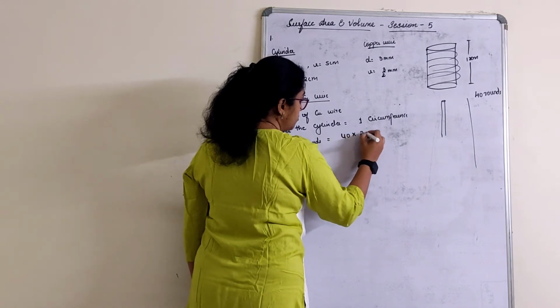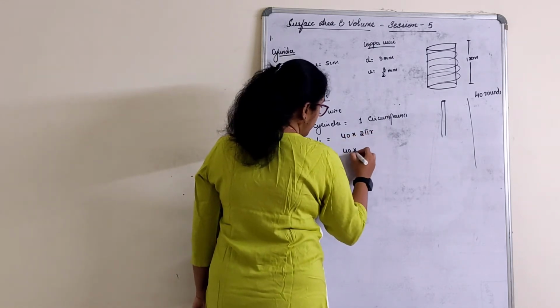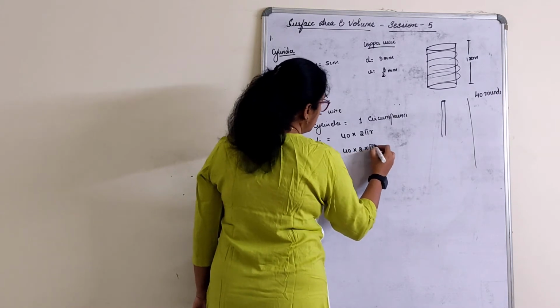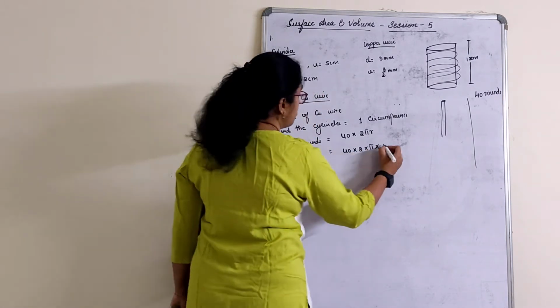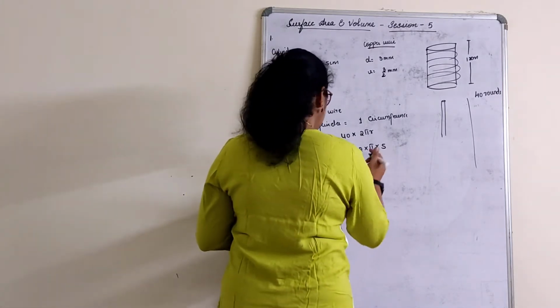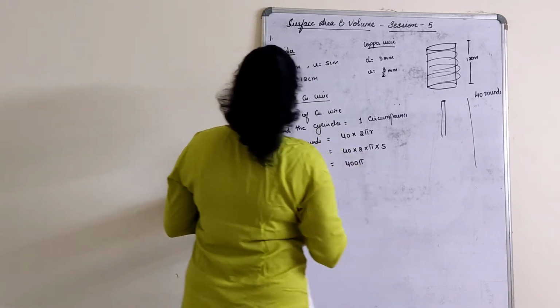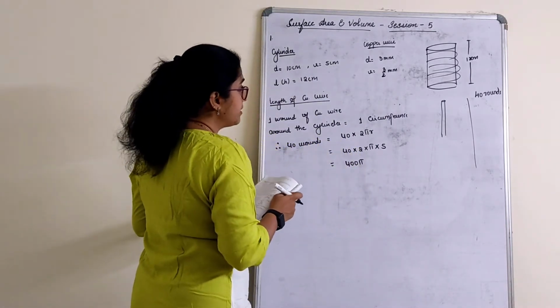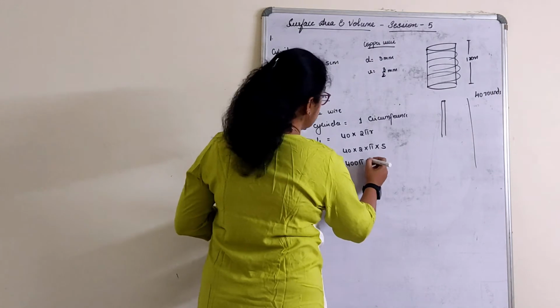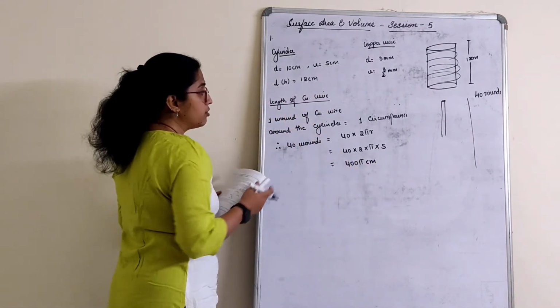40 into 2 pi r. Keep pi as it is. 40 into 2 into pi into r is how much? 5. 4 2s are 8. 8 5s are 40. 400 pi. Length of the copper wire is 400 pi centimeter. Keep this also as it is now. Length of the copper wire.